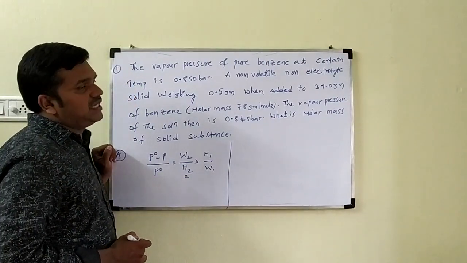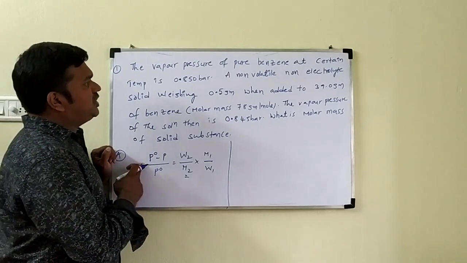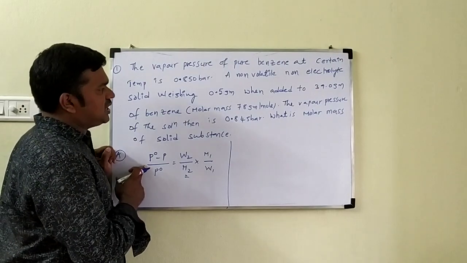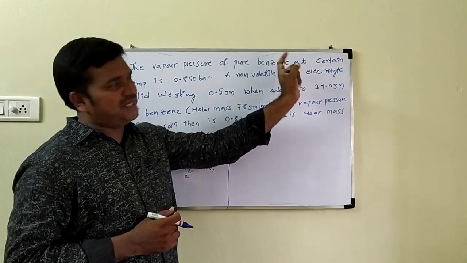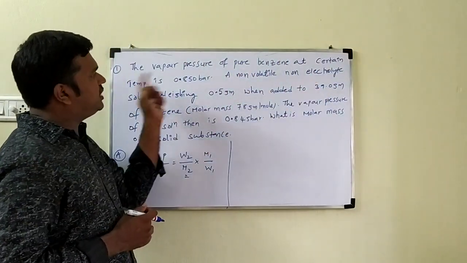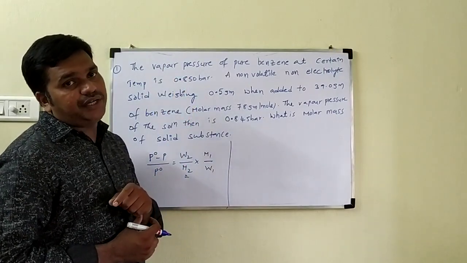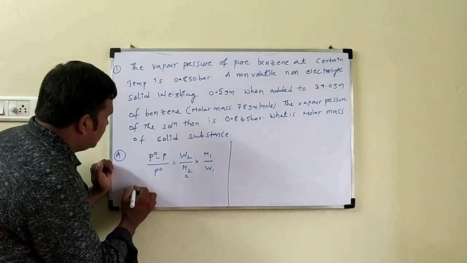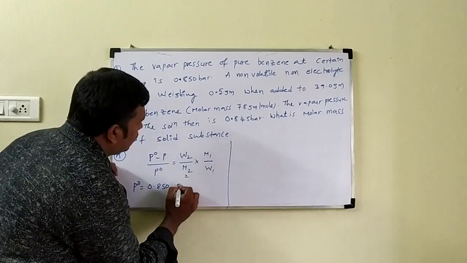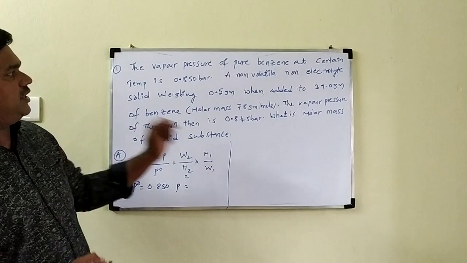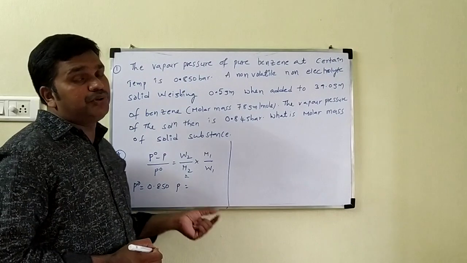So from this problem, we have to get the data. What is P naught here? P naught means the vapor pressure of the pure solvent. The vapor pressure of pure benzene, since benzene is the solvent. What is the pure benzene value here? They have given the P naught value, that is 0.850. I will write here P naught is equal to 0.850. Now we want to write P. We have two values here, one is 0.850. What is P? The vapor pressure of the solution.